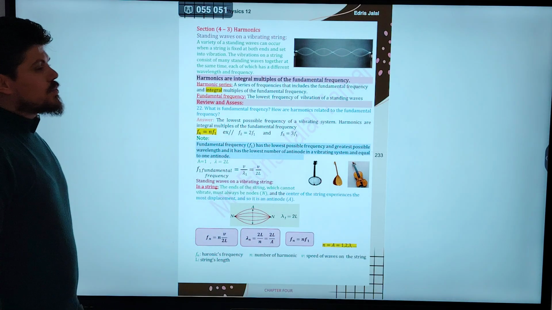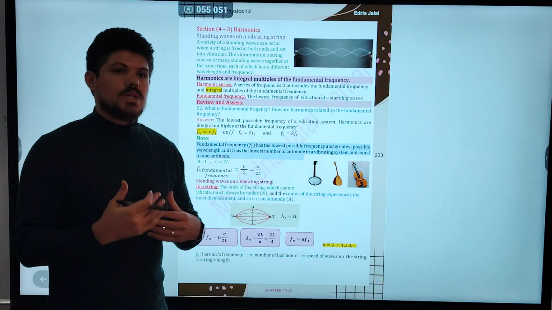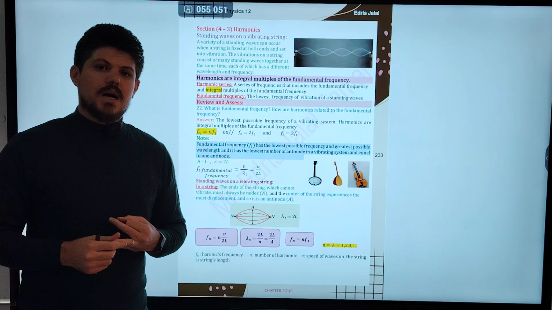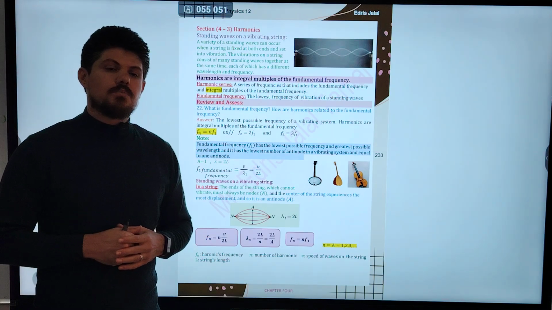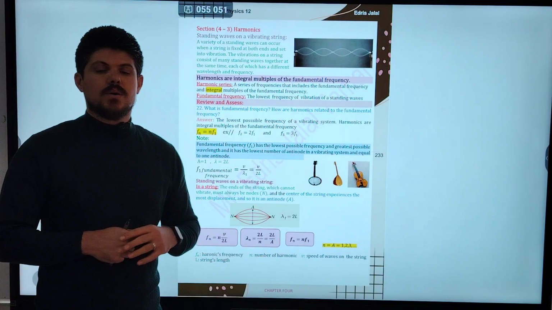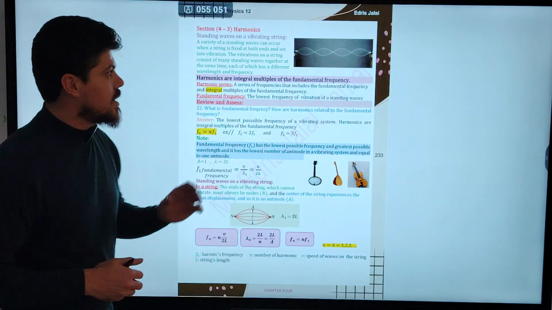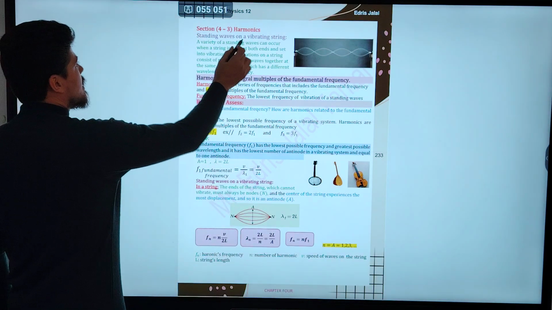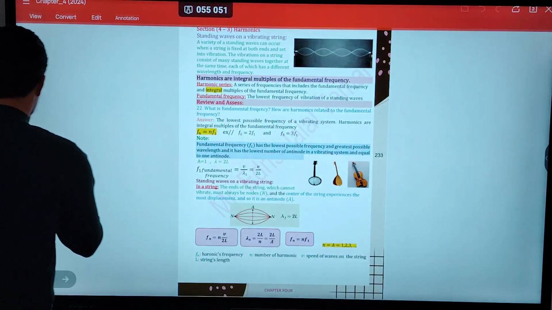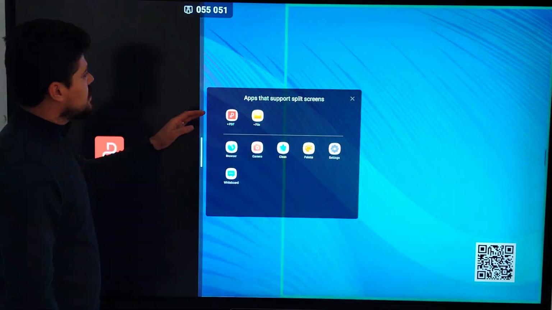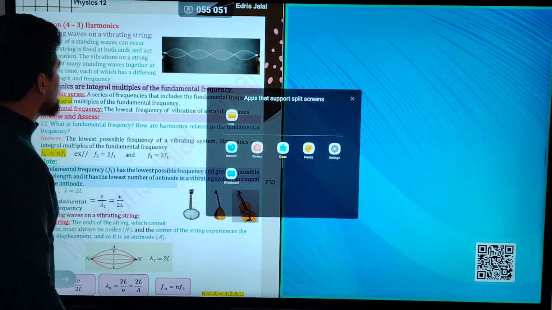Standing waves on a vibrating string, we have three different types of harmonic: on a string, on a closed pipe at one end, and open pipe at both ends, and closed pipe at one end. At first, we will talk about the standing wave on a vibrating string. Okay, harmonics in a vibrating string.